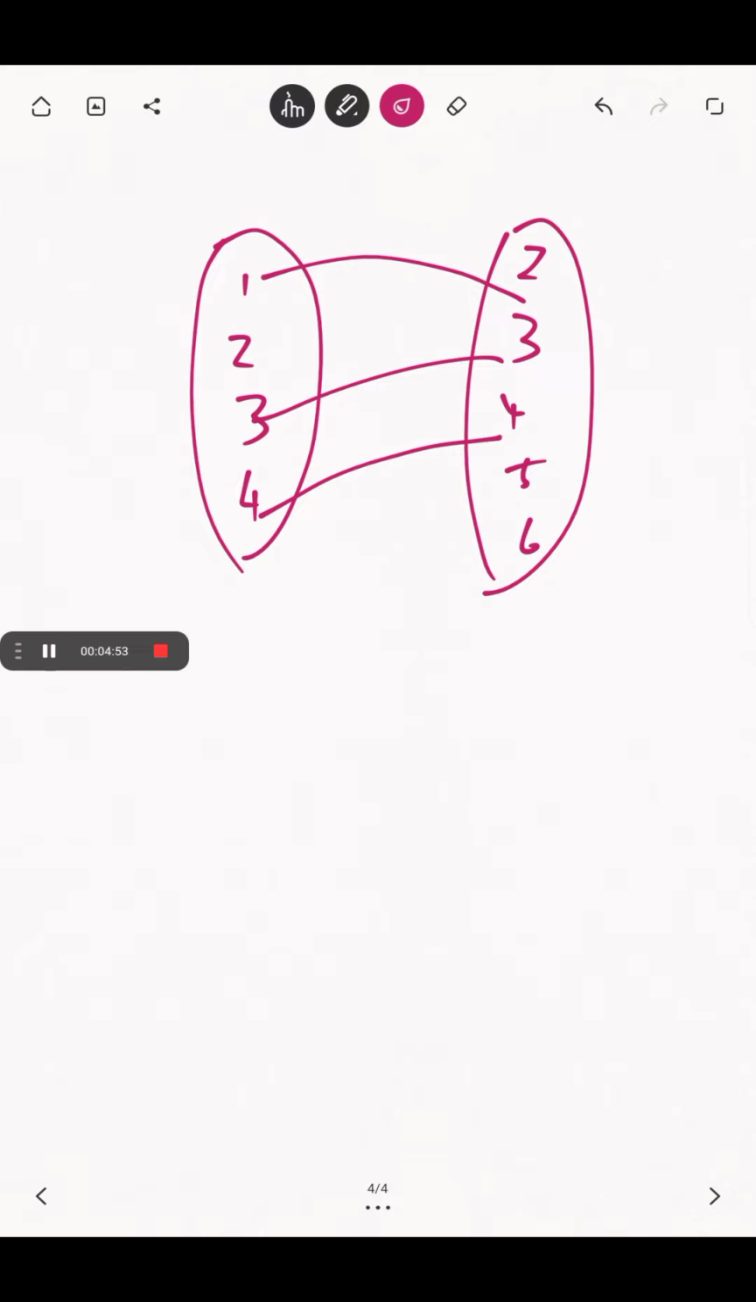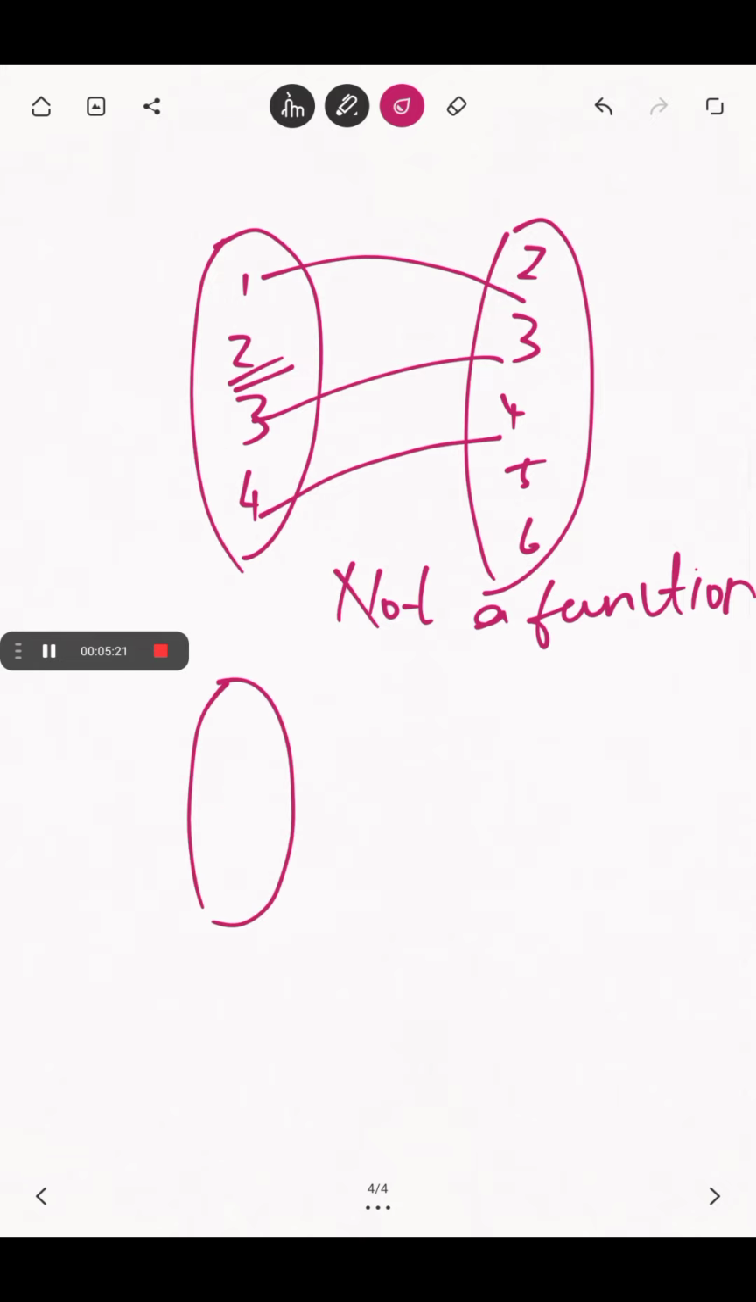Because every input must have one output. Here, for this value of x, there is no output. If this is a function, we must get an output. Here we don't get an output, so this is not a function.